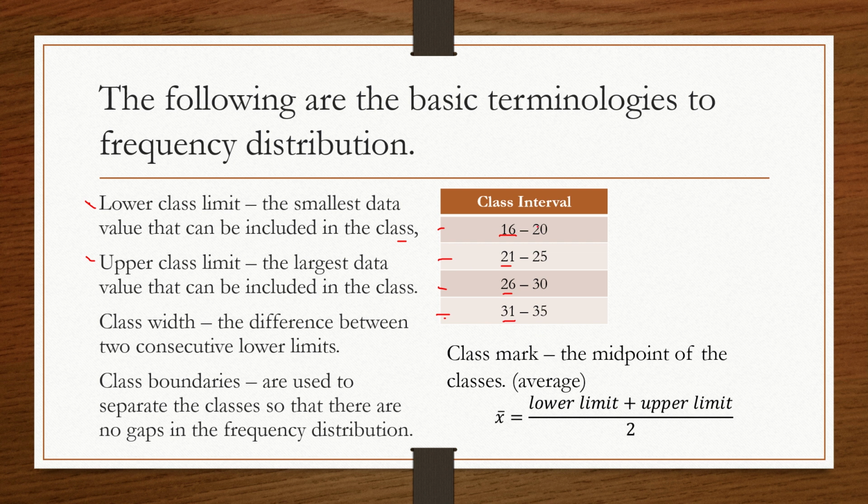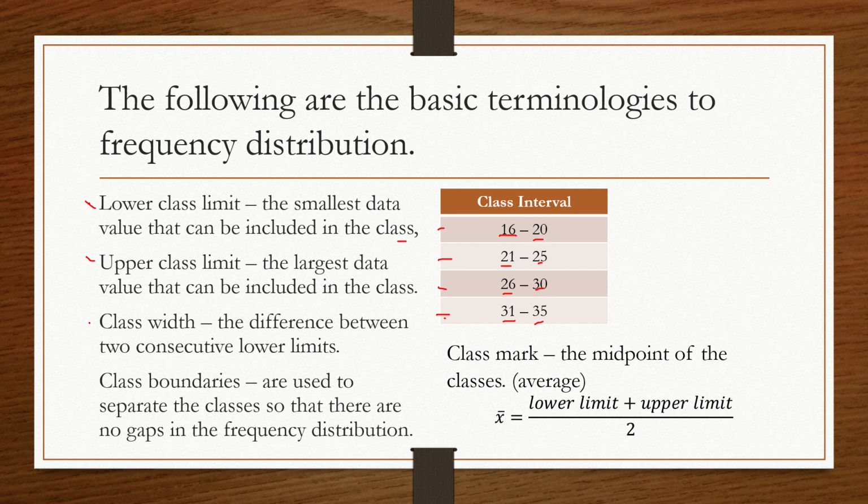And next is the upper class limit. So it is the largest data value that can be included in the class. So yung pinakamalaking value in a class. So, it means 20 po yung upper class limit sa first class natin. 25 yung upper class limit sa second class. 30 yung upper limit sa third class. And sa fourth class natin is 35 po yung upper class limit. So, ganyan lang po kadali.